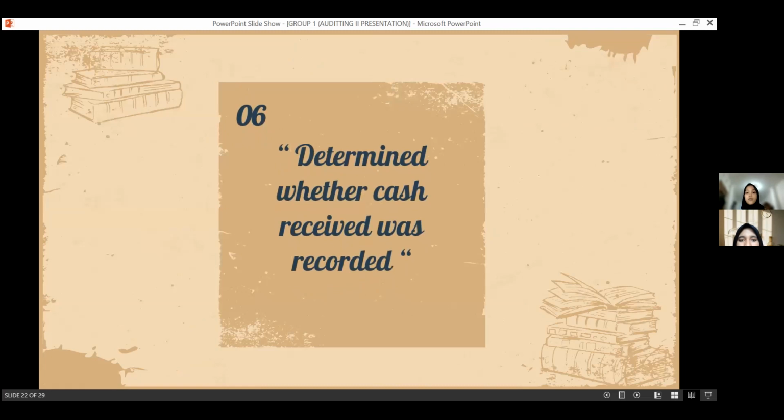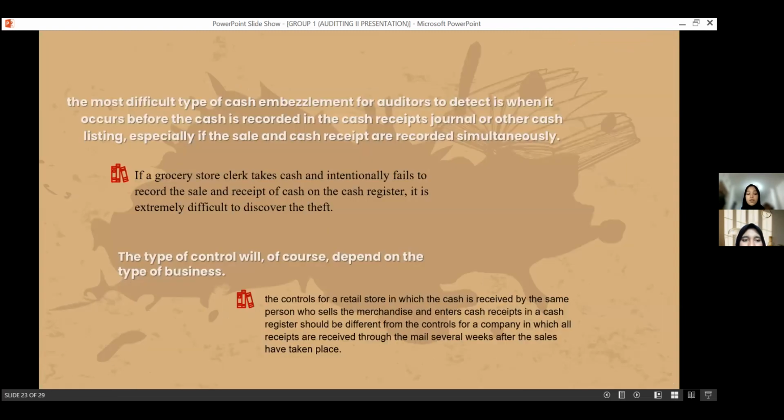Six is determine whether cash receipt was recorded. The most difficult type of cash misstatement for an auditor to detect is when it occurs before the cash is recorded in the cash receipts journal or other cash listing, especially if the sale and cash receipt are recorded simultaneously. For example, if a grocery store clerk takes cash and intentionally fails to record the sale and receipt of cash on the cash register, it is extremely difficult to discover the theft.